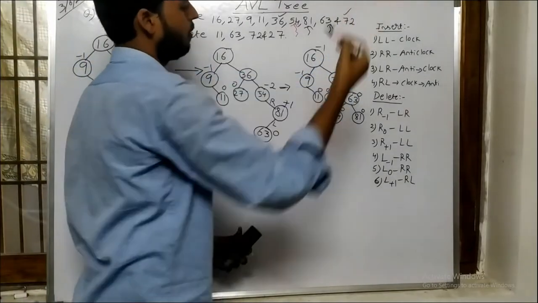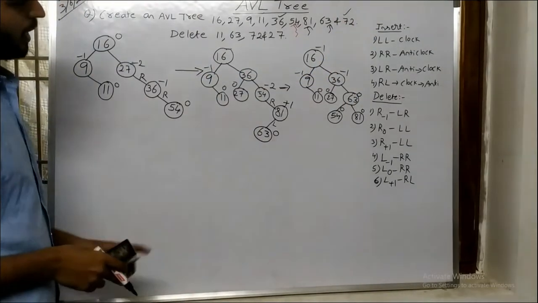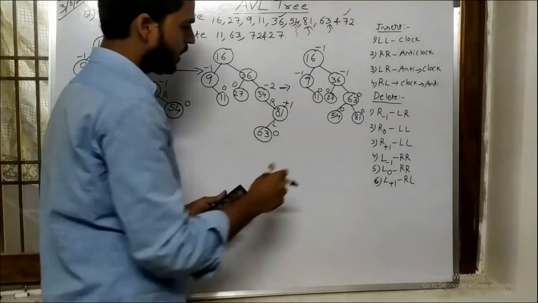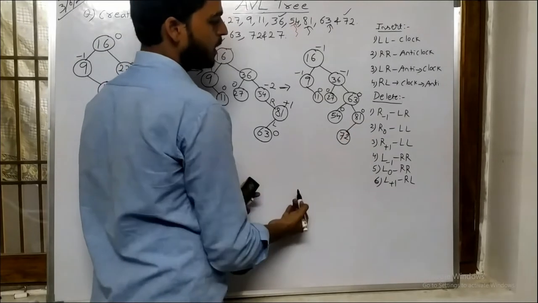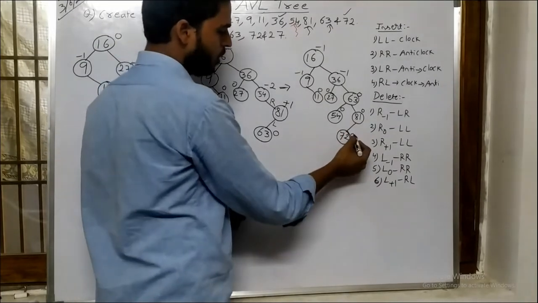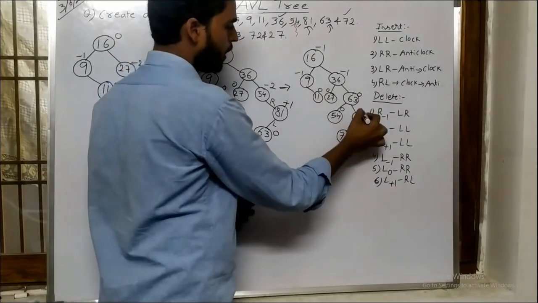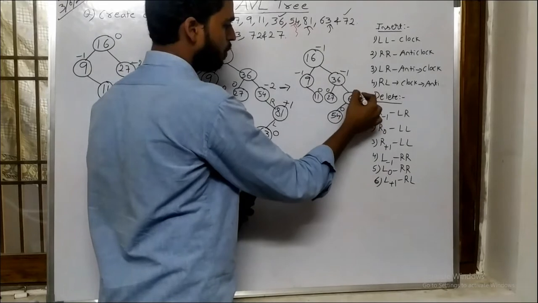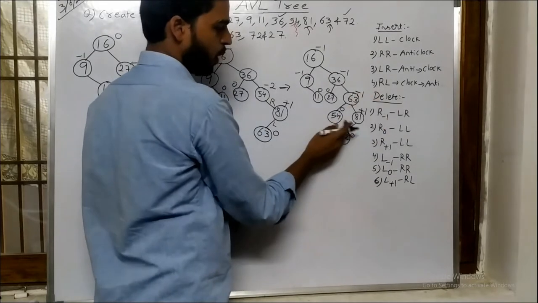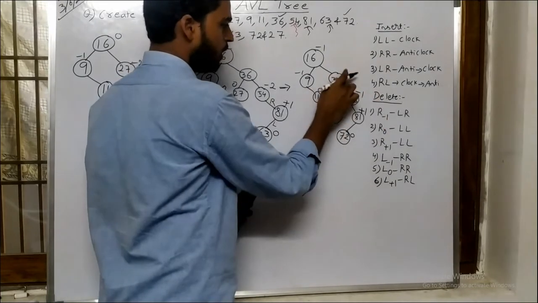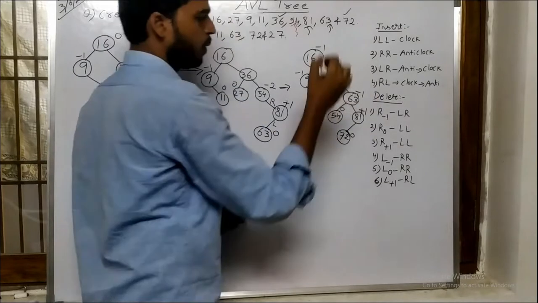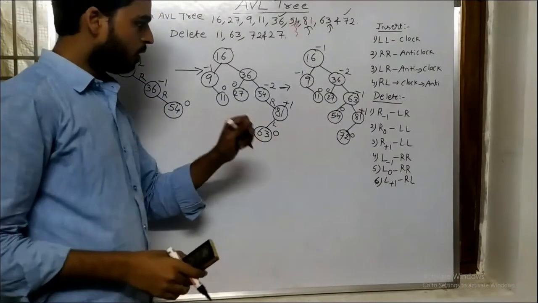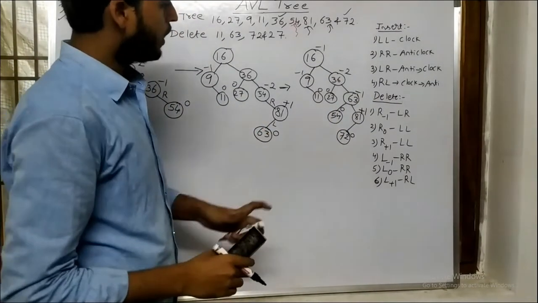Now I am going to insert 72. If I insert 72 into the tree, 72 will be inserted here. Because of this insertion, 0 here, here you will get plus 1, here you will get minus 1, 1, minus 2, minus 1, here you will get 1, minus 3, here you will get minus 2. Just try to check.